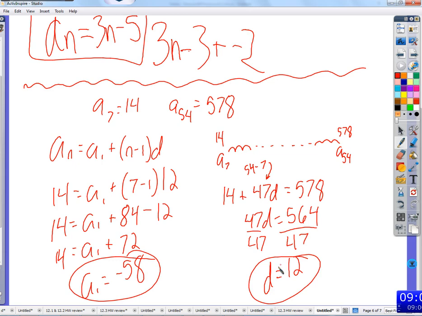Now we know D. So bring it together: A sub n equals negative 58 plus n minus 1 times 12. Distribute the 12.